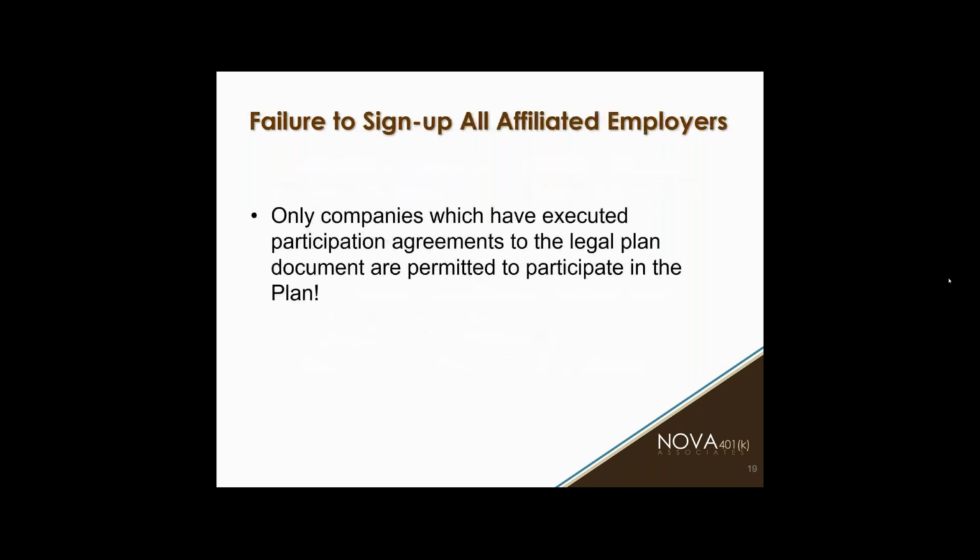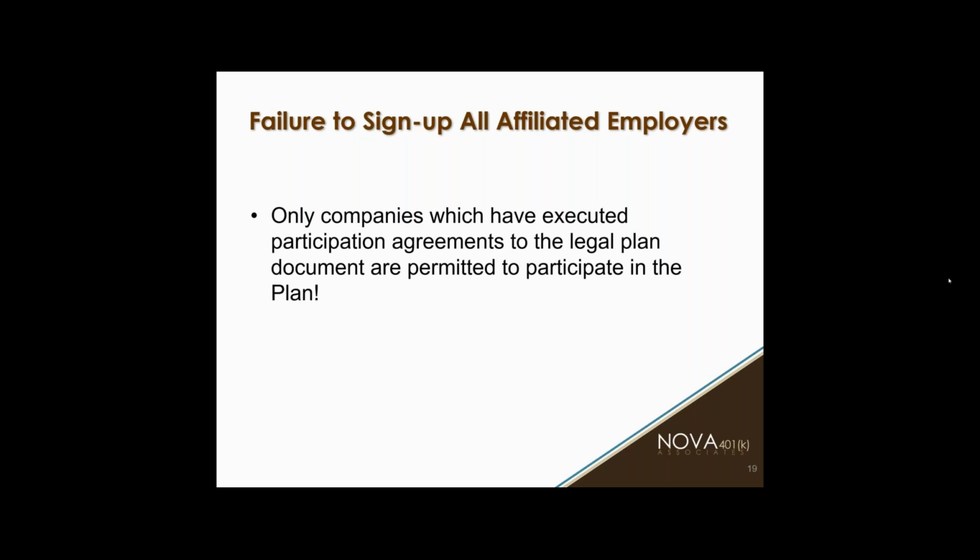Yeah. So another type of document failure is the failure to sign up all of your affiliated employers. Okay, so in the documents that NOVA uses, only companies that have executed a participation agreement, kind of a sign-up agreement to the plan, are permitted to participate in the plan. So you may have other related companies that are part of what we call your control group that generally would need to be included in the plan, or you might be offering the plan already, but they don't have a participation agreement. We've got a legal plan document issue we have to solve for, right?